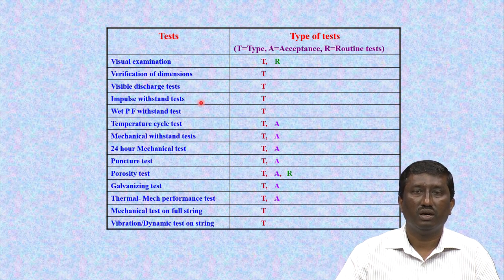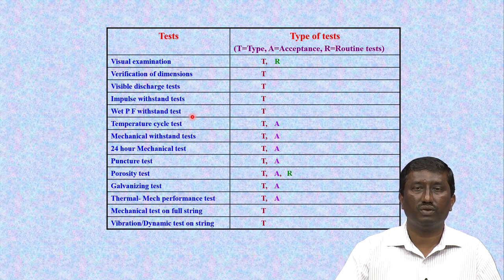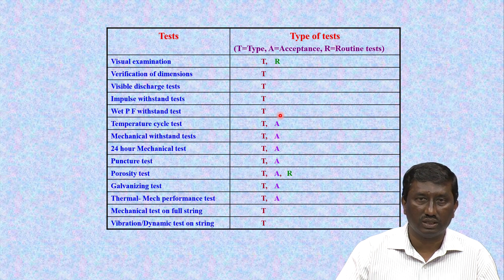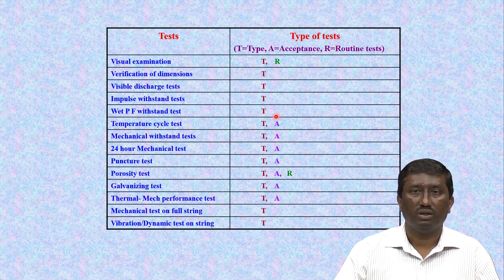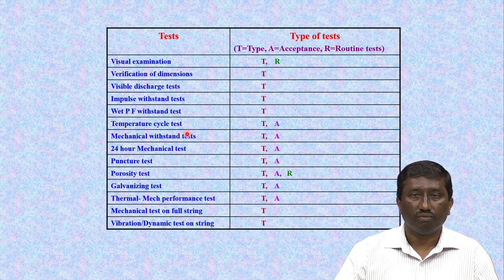Similarly, impulse withstand, it may be lightning impulse or a switching impulse, this comes under the type test category. Then wet flashover power frequency withstand or dry power frequency withstand, this again comes under the category of type tests, which are to be conducted in recognized laboratories, in the presence of the manufacturers and the utility personnel. Then temperature cycle test, this again falls in both categories. It is in the type test as well as the acceptance or the sample test which is to be carried out. Mechanical withstand, this falls in two categories, type and acceptance.